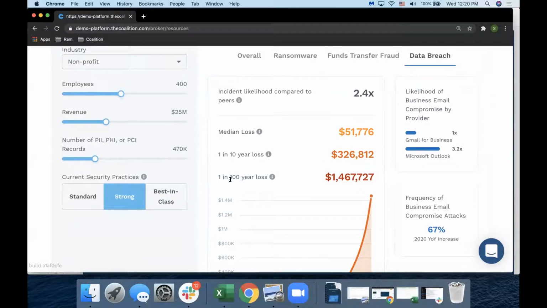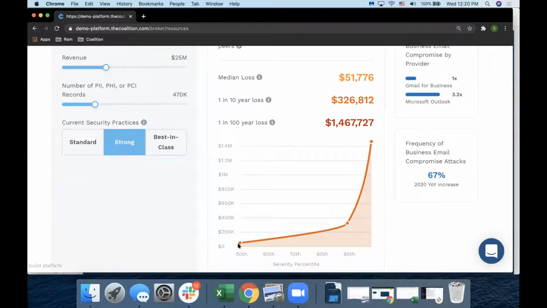And then the monster claim, like in cyber, right? It's hard to do like 1 in 250-year loss events, but a 1 in 100-year loss event is, we'd expect a claim in the $1.46, $1.5 million range. Now, again, this is specific to data breach, and you can see how the curve works in terms of the percentile, and it's all kind of real time.